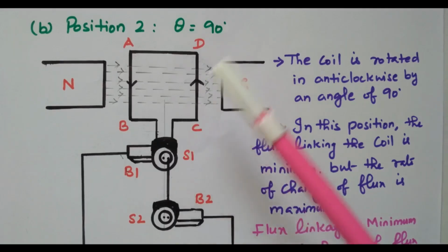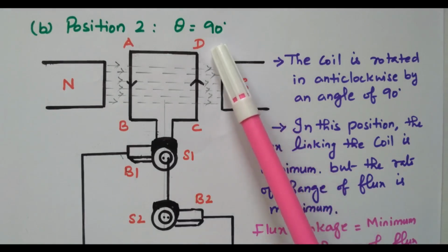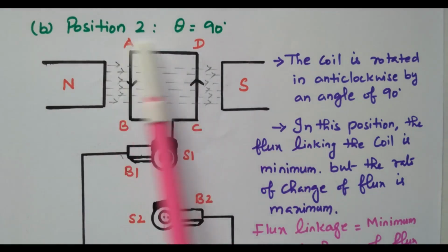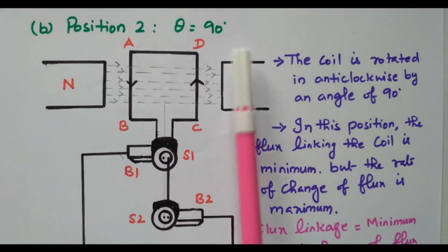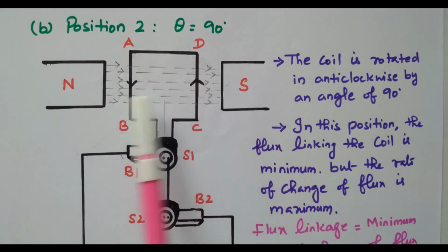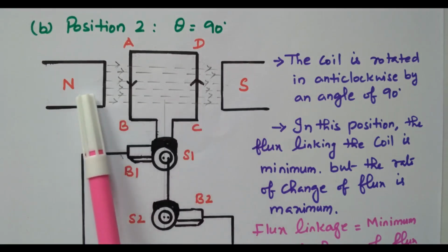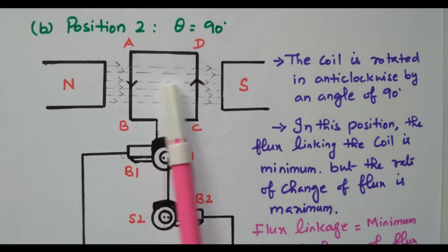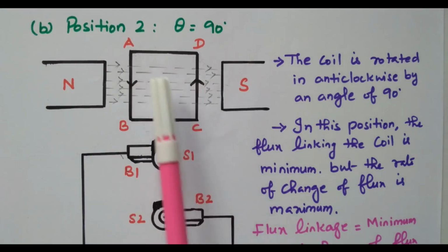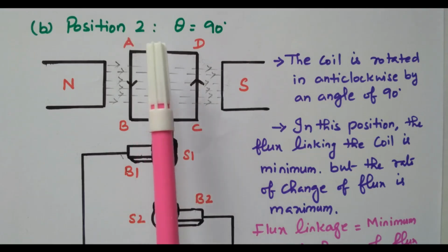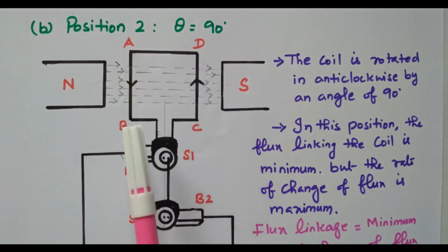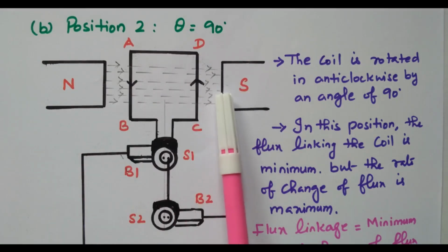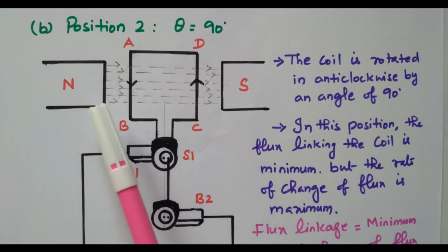So the second position is 90 degree. The coil is rotated anti-clockwise by 90 degree. So, see this, it is horizontally available. The coil is horizontally placed. So the area covered by the coil is more. In between the N and S pole, almost the whole area is covered by this coil. In the previous case, it was placed vertically, so the area covered was less. So the flux linking from N pole to S pole is very minimum. That is, the rate of change of flux is maximum.